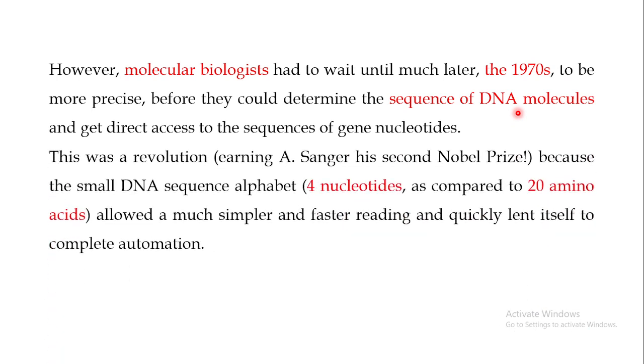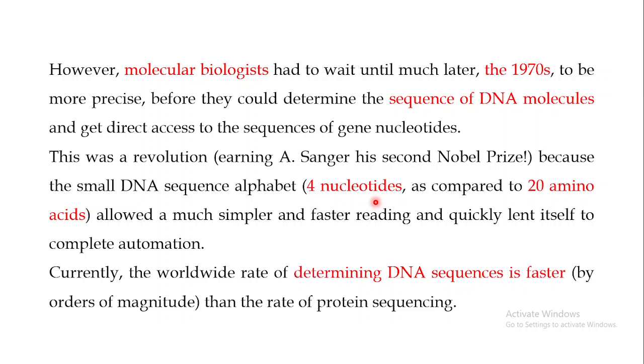So this was a revolution, because A. Sanger, who had already won a Nobel Prize, won another Nobel Prize for this sequencing of the DNA. The small DNA alphabet, as I've told you, is made up of 4 nucleotides as compared to the 20 amino acids. So these 4 nucleotides were much simpler and faster to read, and quickly lent themselves to complete automation. Instead of going for the automation of 20 different amino acids, it was much easier to go for the automation of the DNA sequences, which are made up of these 4 nucleotides.